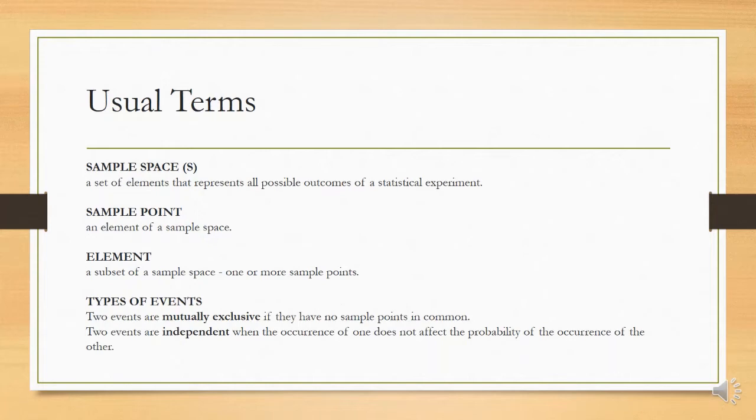Okay, the types of events that we have in our statistics, we have the mutually exclusive events and the non-mutually exclusive events. So, pag mutually exclusive events, they have no sample points in common. Ibig sabihin, they cannot happen at the same time. Okay? So, example, if you are there at your house, you cannot be at the mall at the same time. Yun ang mga mutually exclusive events.